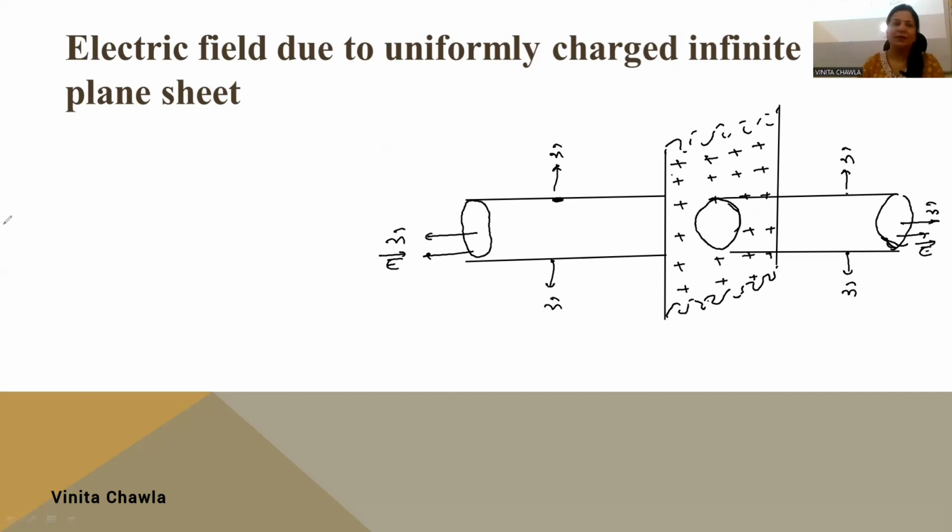Let sigma be the surface charge density. Sigma is the surface charge density. Now we are going to find the electric field intensity at any point P here, which is at a distance R from the sheet.